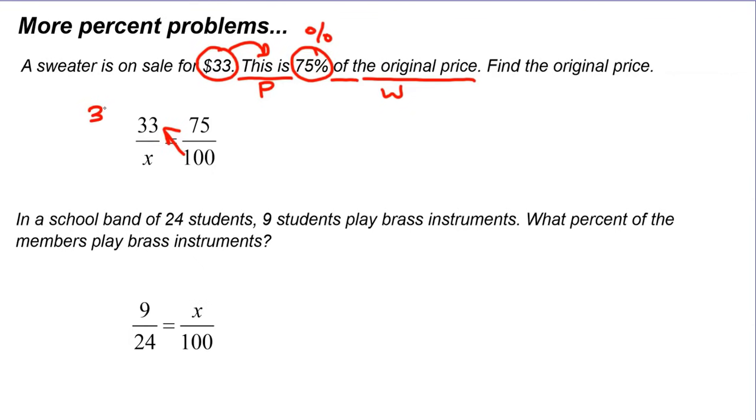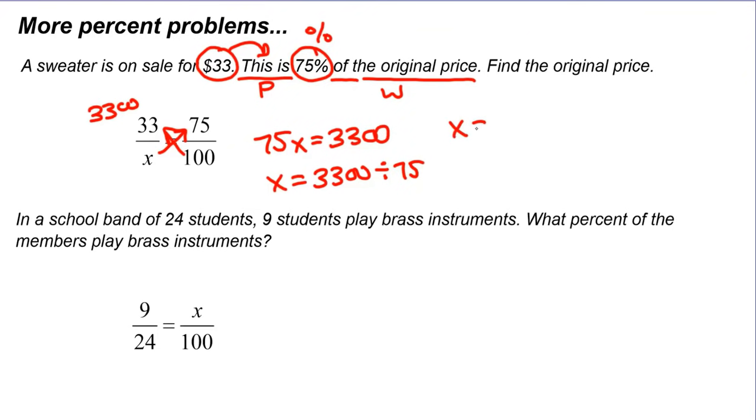100 times 33 is 3,300. And that tells me that 75 times X is 3,300. So X will be 3,300 divided by 75. So X is 44. Now I have to look back at the problem. Well, 44 what? So we're looking for the original price. So we're talking about money. So the original price was $44. The original price of the sweater was $44 before the sale.